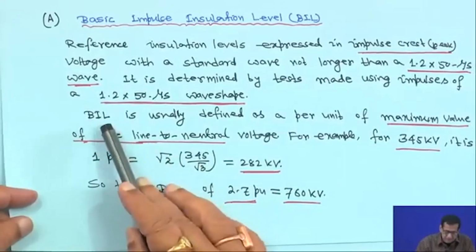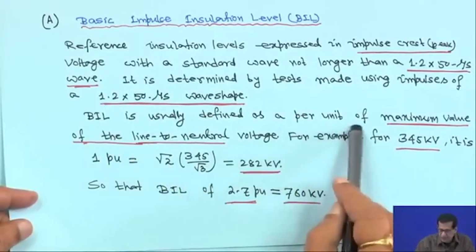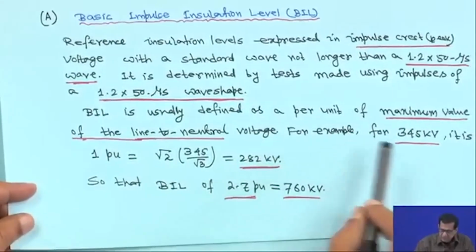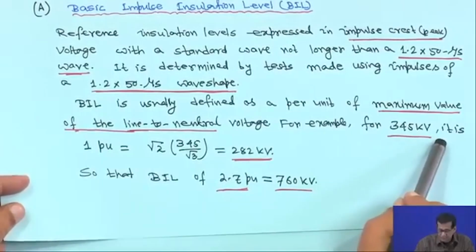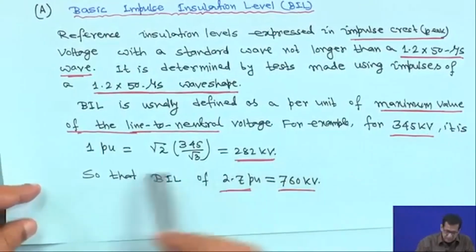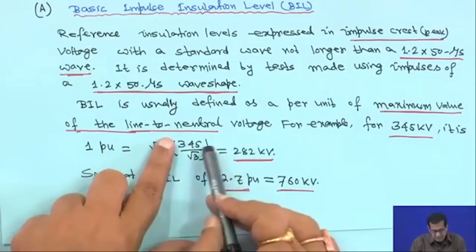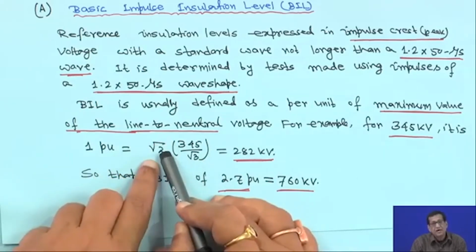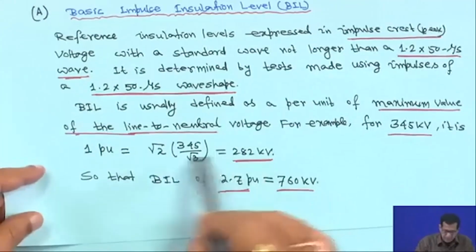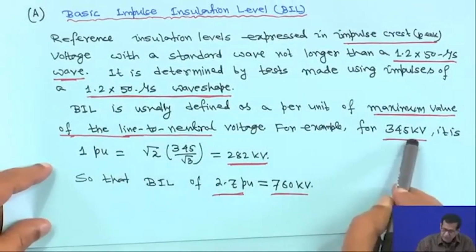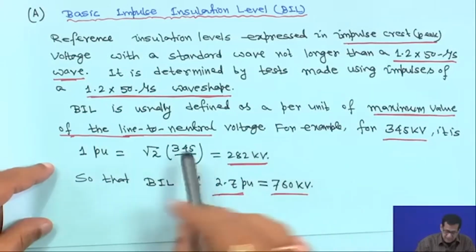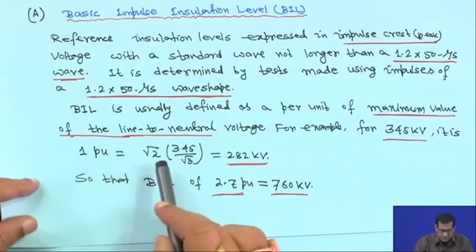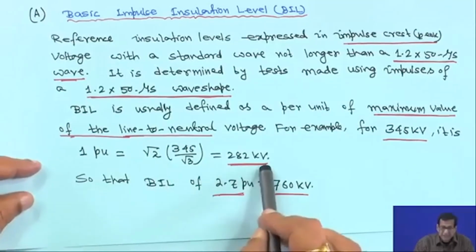BIL, the basic impulse insulation level, is usually defined as a per unit of the maximum value of the line to neutral voltage. For example, for a 345 kV line, 1 pu is 345 by root 3, which is the line to neutral or phase voltage, multiplied by root 2 to get the peak value. So it will be 282 kV, that is 1 pu.